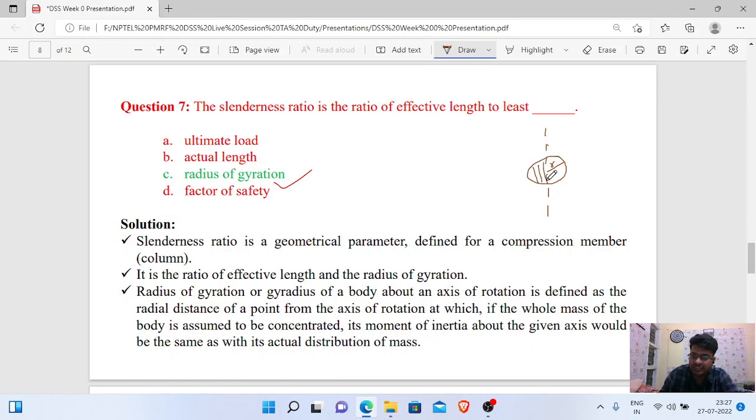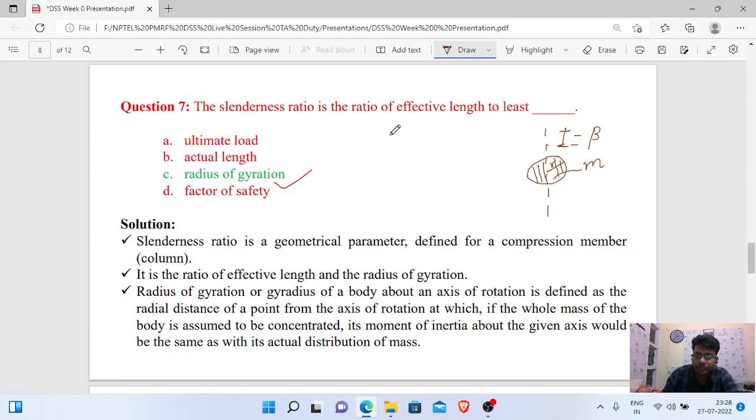Let us suppose this is a circular disc of radius r, and this axis is passing through the center of the disc. Now let us assume that the mass of this disc is small m. So what is radius of gyration? First of all, let us assume that we are representing the moment of inertia of this disc as I equal to, let us suppose, beta. The moment of inertia of this disc we are supposing as beta, and the total mass of this disc is small m.